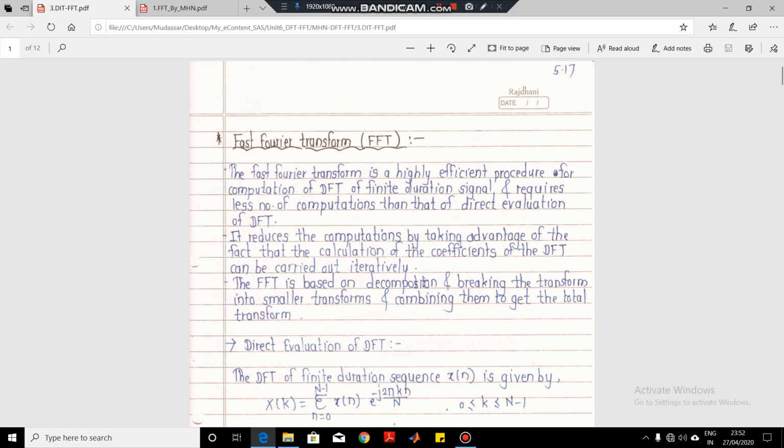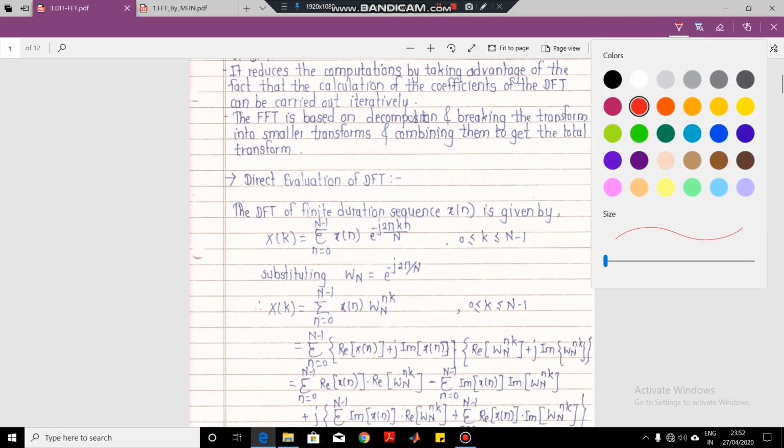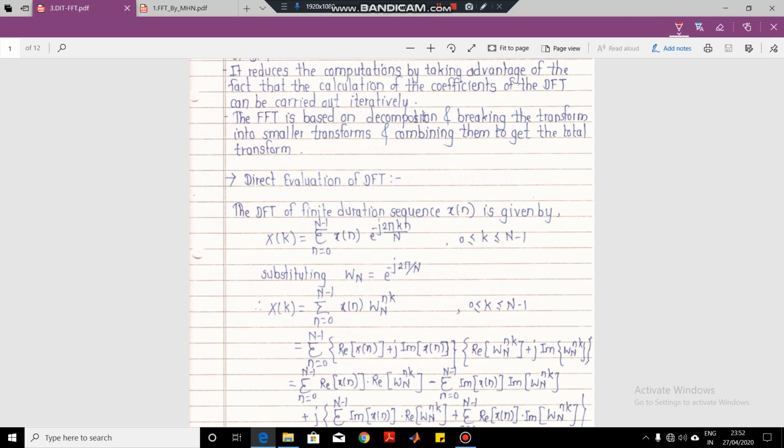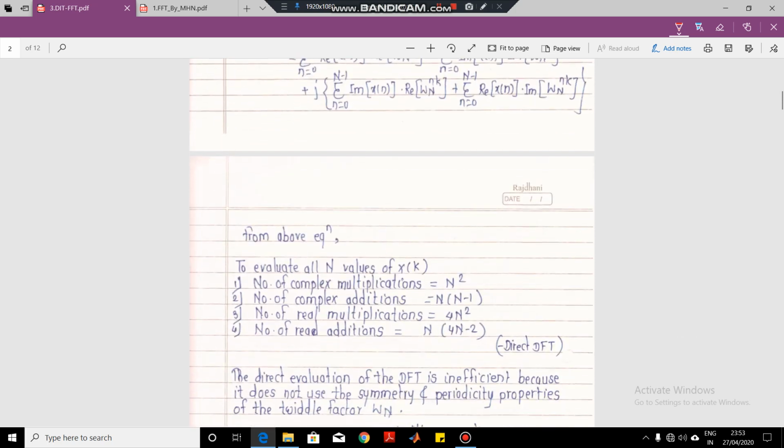Now, for direct evaluation of DFT, we require a lot of computations. Now, why do we require a lot of computations? Because in this DFT equation, if you see, k varies from 0 to N minus 1, and n also varies from 0 to N minus 1. And this twiddle factor, which is e raised to minus j theta, is split into cos and sine, that is trigonometric values.